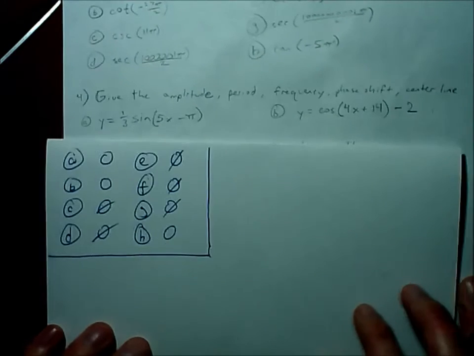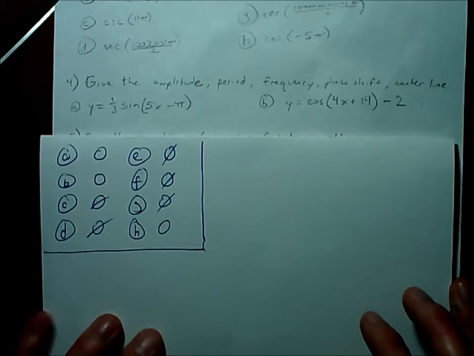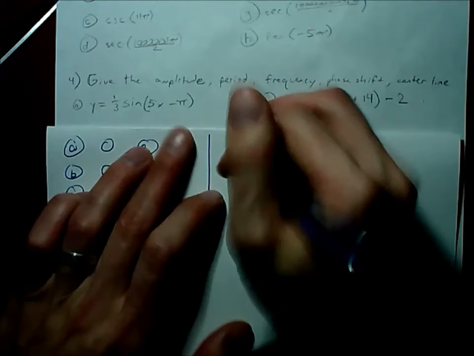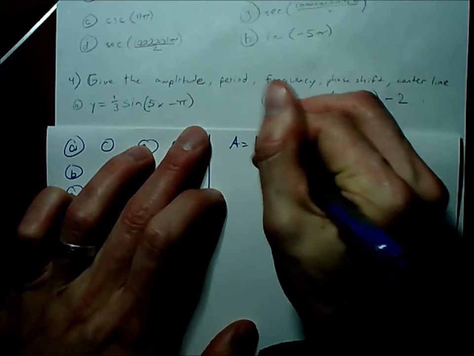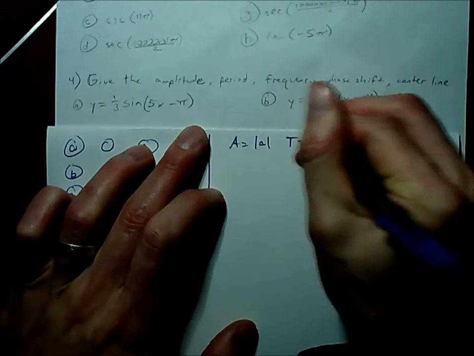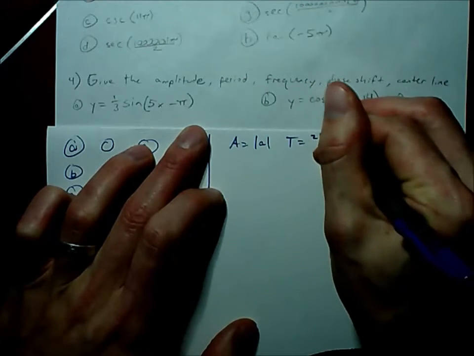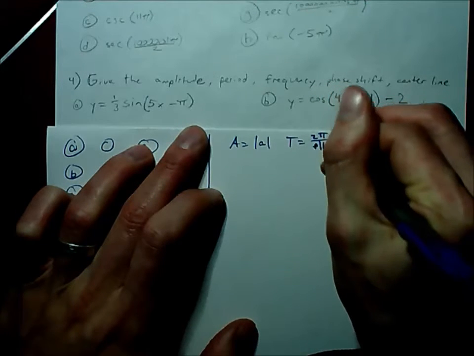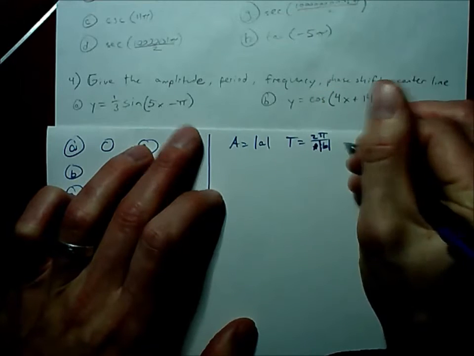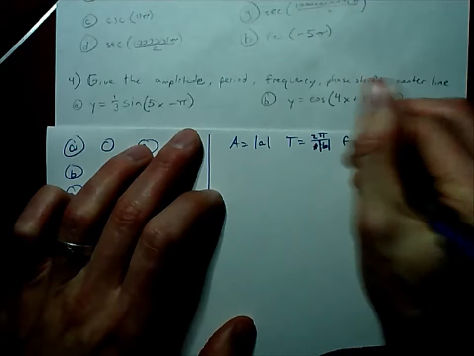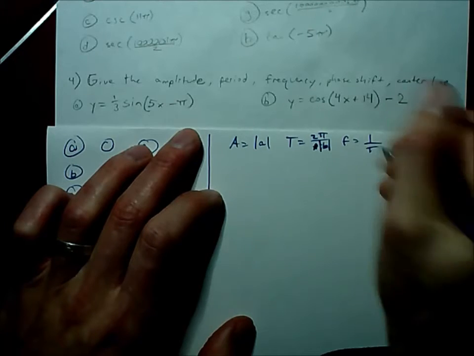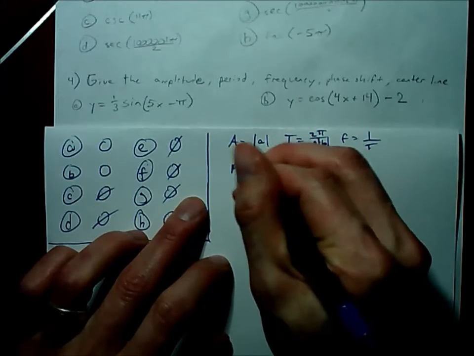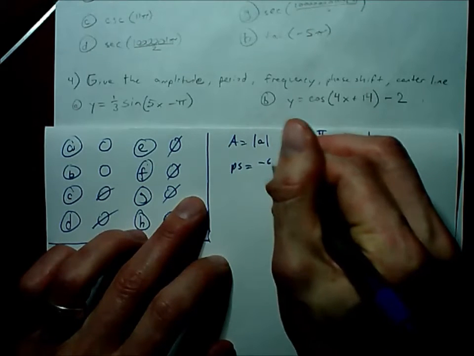So for number 4, we want to give the amplitude, period, frequency, phase shift, and center line of these. First off, the amplitude is always the absolute value of A. The period is always 2 pi divided by the absolute value of B. The frequency is just 1 divided by the period, the reciprocal of the period. The phase shift is negative C divided by B.